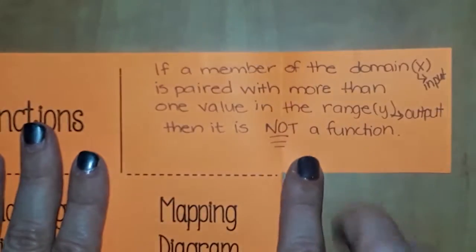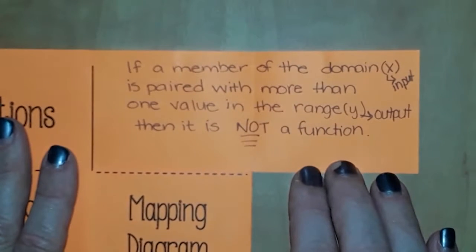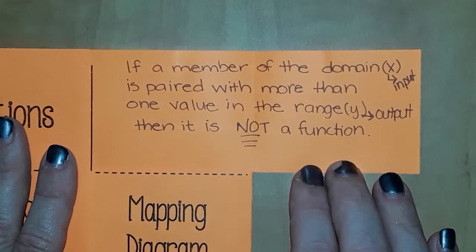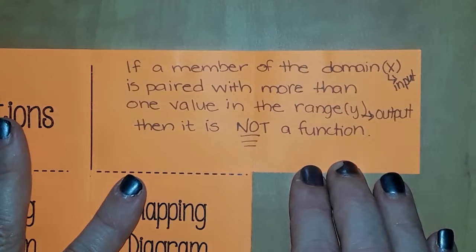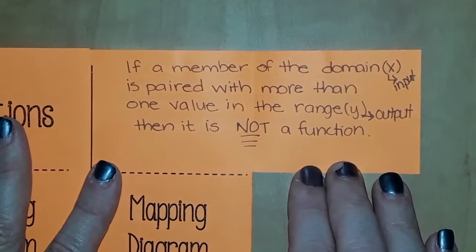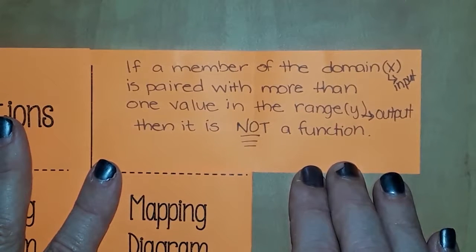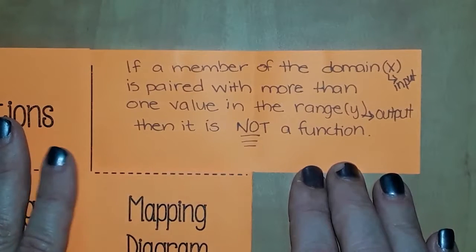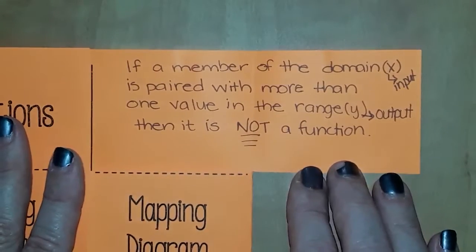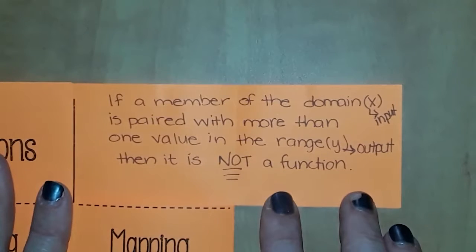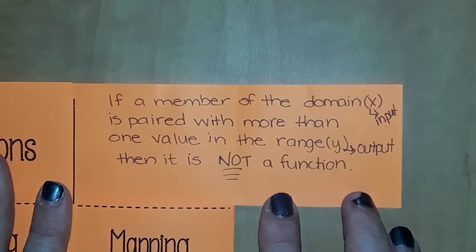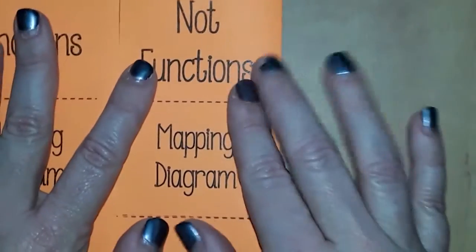Not functions. If a member of the domain, the x input, is paired with more than one value in the range, our y, our output, then it is not a function. Remember, for every input, there can only be one output. So if there's more than one output, then it cannot be a function. All right, so let's start out. You may want to pause this so that you can write this in your foldable. All right, let's talk about these not functions.